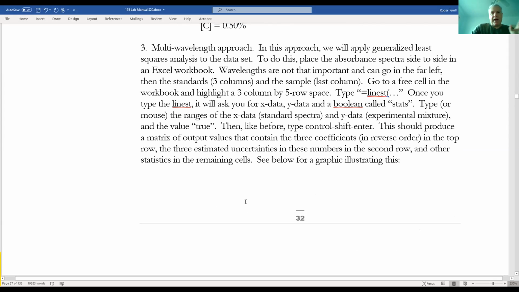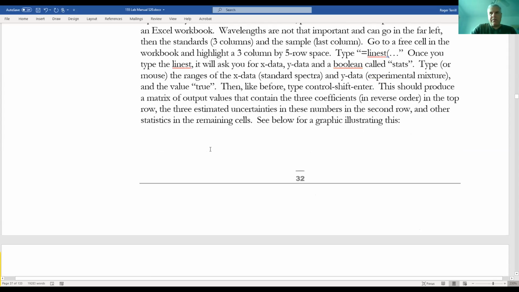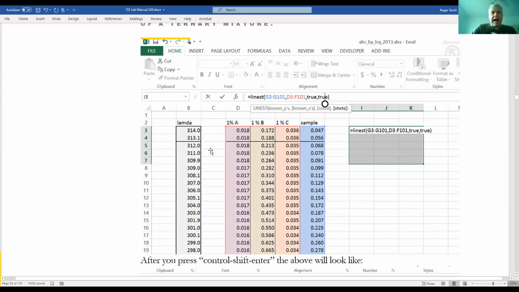And I know nobody got that. That's okay. You can read it here. But the last thing you can do is you can use linest, which essentially averages over all those possible matrices. And it doesn't actually average over them, but it actually uses the least squares approach that we talked about earlier.